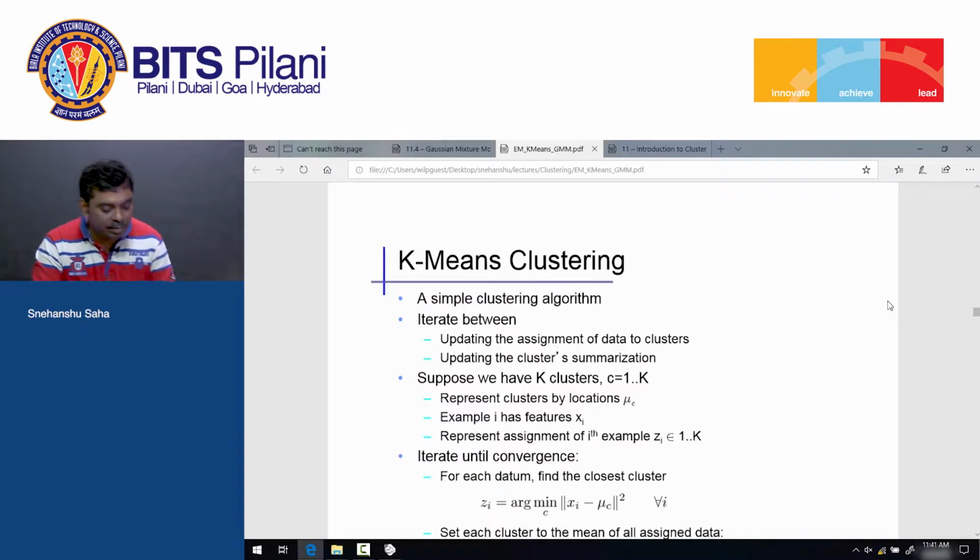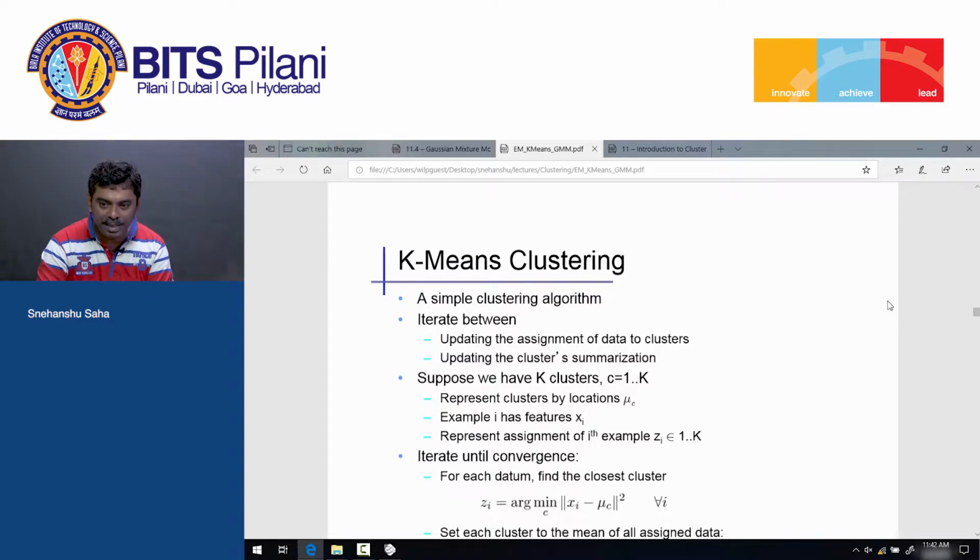It's pretty simple. It's an iterative process where you update the data points to clusters and update the cluster summarization as well. We begin by assuming that there are k clusters. Since there are k clusters, for each cluster you compute a mean, and therefore there are k means.